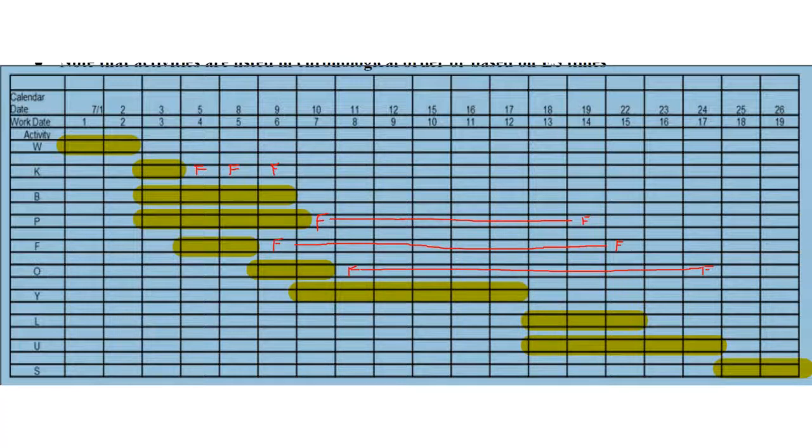Activity Y is a critical activity. It has got no float available. And activity L has got a float of 2. So let's specify it. And so we are left with activity U, which is a critical activity with no float, and the last activity is critical. So this is an ideal bar chart to share with the subcontractors.